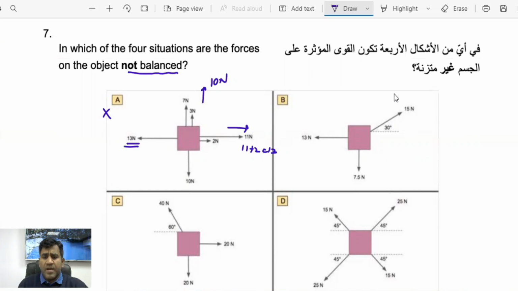Okay, so look at this part now. 13 Newton on the left, but here they haven't given us the force directly. They have given us the force with a certain angle with the horizontal. So we have to calculate the component of the force along X and the component of the force along Y. This will be the component along the y-axis, the upward force, which I'm calling Fy, and this will be the component along the x-axis, which I am representing as Fx, just as a reference.